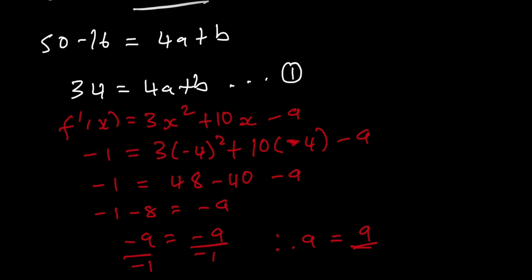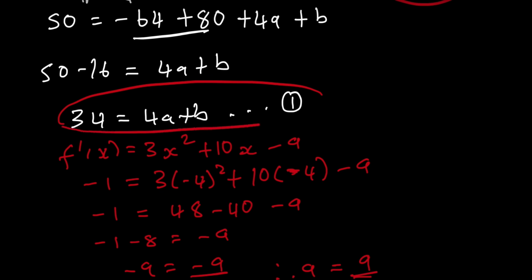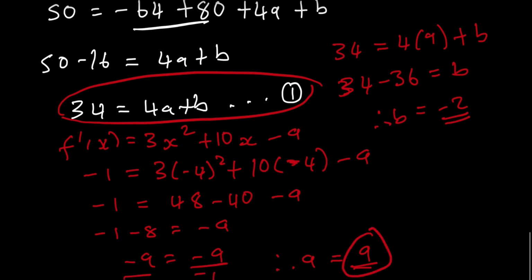So now if we have the value of a as 9, we can find the value of b by substituting into this first equation we have found. We're going to say 34 equals 4 times a, where we see a we just put 9, and that's going to be plus b. So now 4 multiplied by 9, that's going to be 36. So that's going to be 34 minus 36, which is equal to b. So therefore the value of b will be what? 34 minus 36, that should give us negative 2. So now we have the value of a as 9 and the value of b as negative 2.